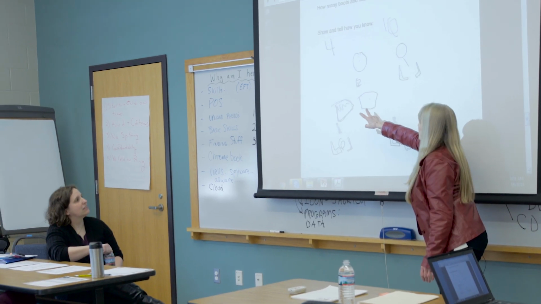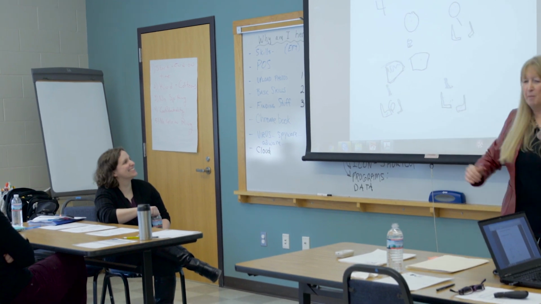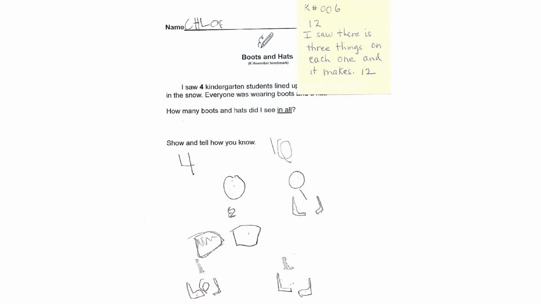This was the student who has 2 boots and a hat, 2 boots and a hat. Maybe this is the first one, 2 boots and a hat, and then they started to look like boots. There are some numbers there. It looks like a 16, but I think it's a reversal of a 12, a 2. And what the student said was 12. I saw there's 3 things on each one, and it makes 12.